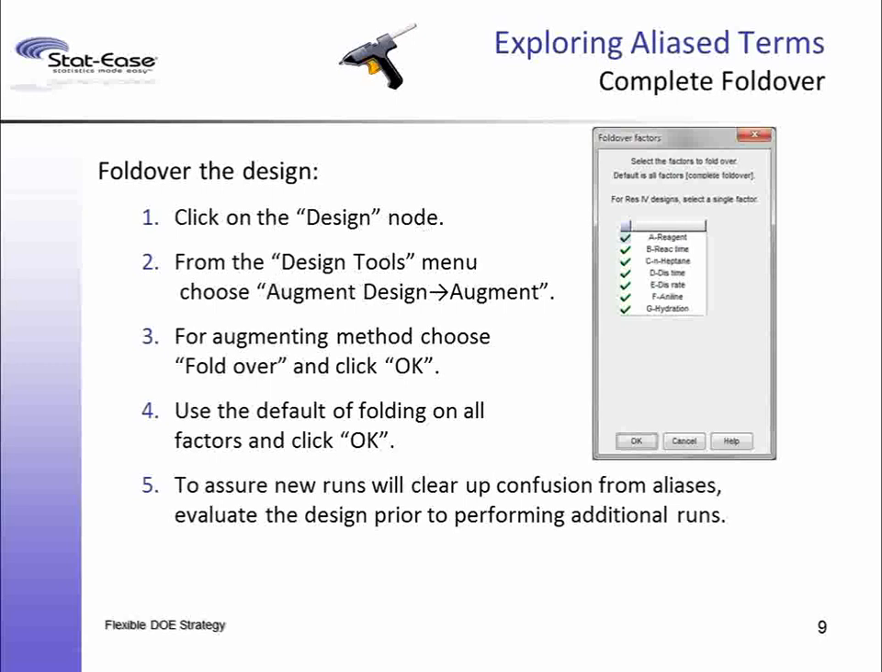You first of all always have to make sure that you are on the design layout screen, the spreadsheet. Any type of augmentation has to be done from that spreadsheet view. Then you go up to the Design Tools menu, click on Augment Design, Augment, and we're going to choose Foldover in this case, and then you will get to this screen where we are going to do the complete foldover. So you can see there are check marks by all of the factors, and then we'll click OK, and the additional 8 runs will be added to the design.